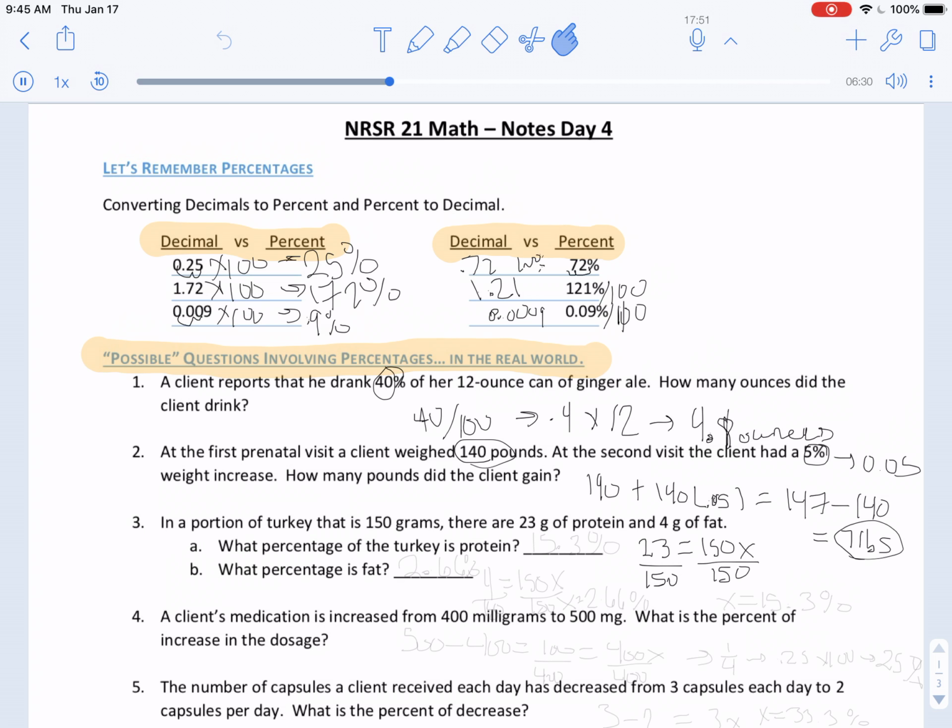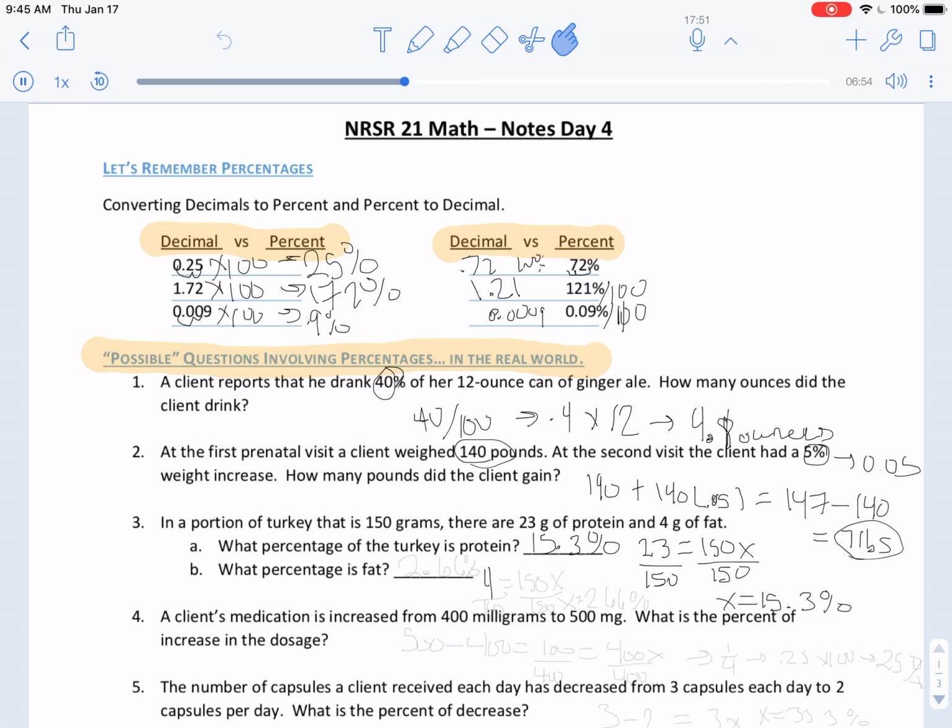As soon as we do that, we get our percentage of 15.3%. Now we have to fill it in right over here, so we have 15.3%.